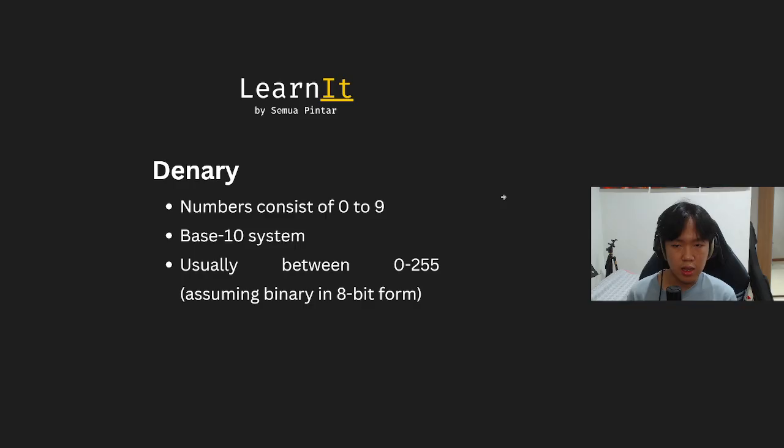Okay, so now let's learn about denary. Denary is pretty much numbers that consist of digits 0 to 9.